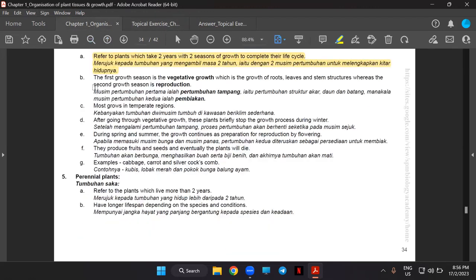Markah yang kedua. The first growth season is the vegetative growth, which is the growth of roots, leaves and stem structure, whereas the second growth season is reproduction. Musim pertumbuhan pertama ialah pertumbuhan vegetatif, iaitu pertumbuhan struktur akar, daun dan batang. Manakala musim pertumbuhan kedua ialah pembiakan. Dapat markah yang kedua.